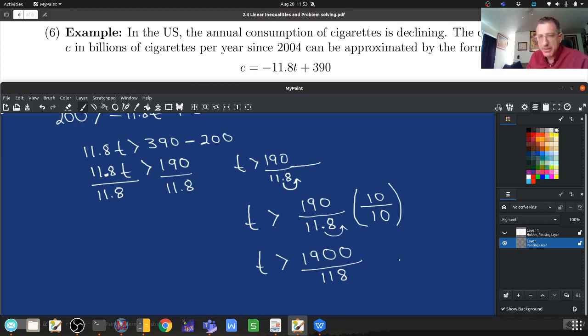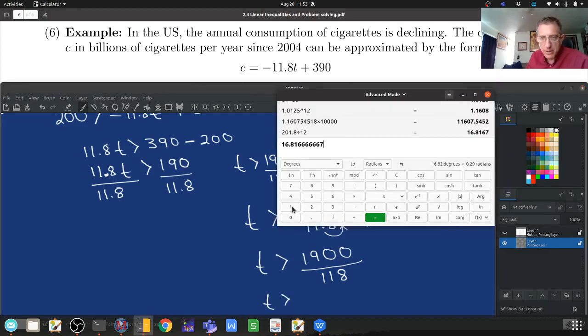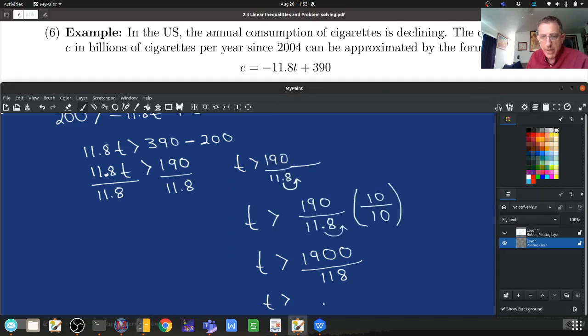It turns out that t is greater than, let's just see, I'm curious, 1900 divided by 118. I have in my notes that it's 16.1, and it is. So t is going to take about 16.1 years for that to occur.